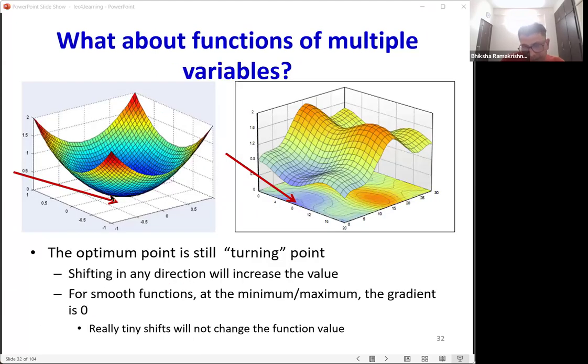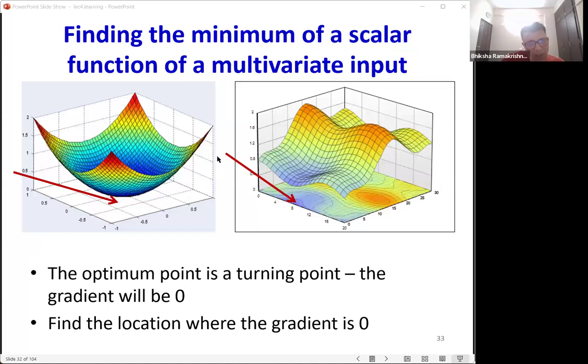Here, there are infinite different directions in which you can travel. You could be coming this way, you could be coming this way, you could be coming this way. And regardless of which direction you approach this point from, initially the function will be decreasing and then it will be increasing. It's going to be a turning point from every direction, and it's going to be a minimum from every direction. And at the minimum itself, regardless of the direction you arrive from, the slope is going to be 0. That makes sense for the multivariate case, right? And so the optimum is still a turning point. The gradient will be 0, and we have to find the location where the gradient is 0.